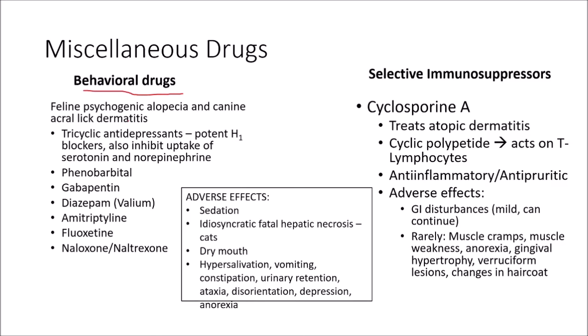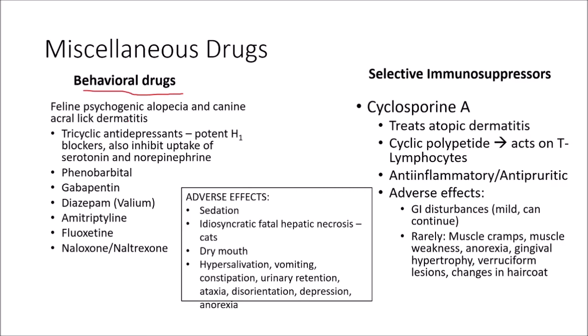Phenobarbital can be helpful in deadening the nerve endings, as does gabapentin. Diazepam can help with anxiety. Amitriptyline also helps with anxiety and deadening the nerve endings. Fluoxetine is Prozac, and then naloxone or naltrexone is an opioid antagonist that at low doses can be very helpful. There are some adverse effects: sedation, idiosyncratic fatal hepatic necrosis in cats, dry mouth, hypersalivation, vomiting, constipation, urinary retention, ataxia, disorientation, depression, and anorexia.